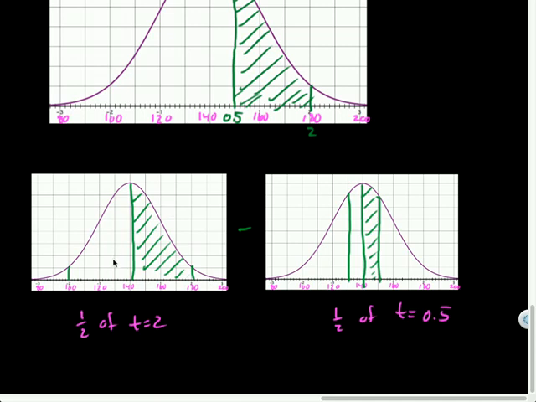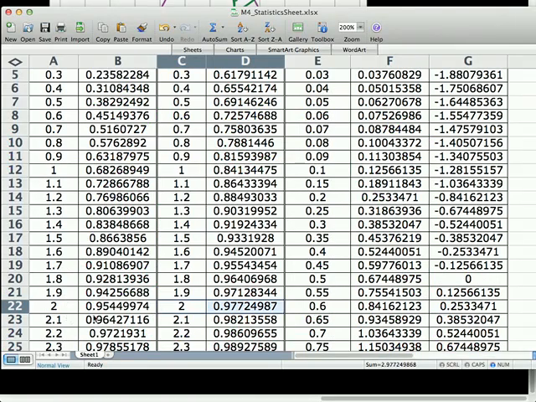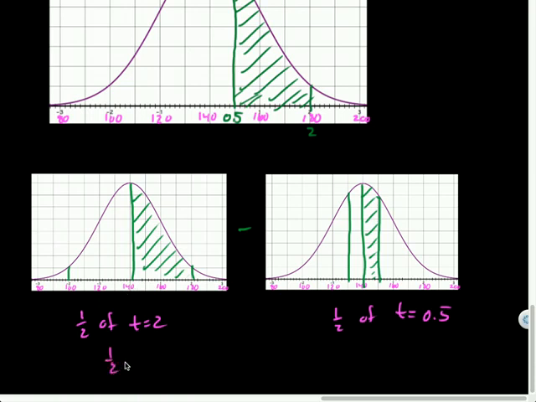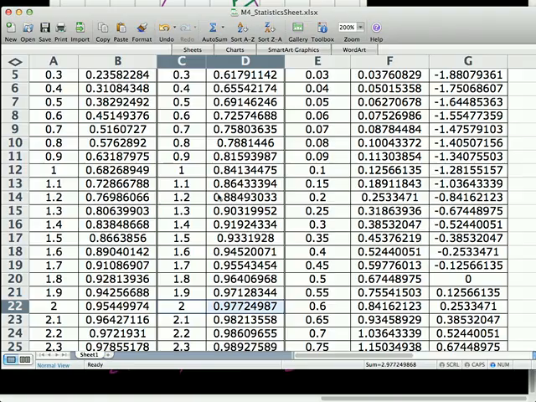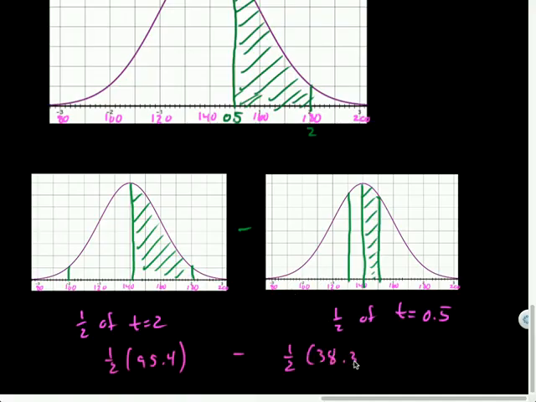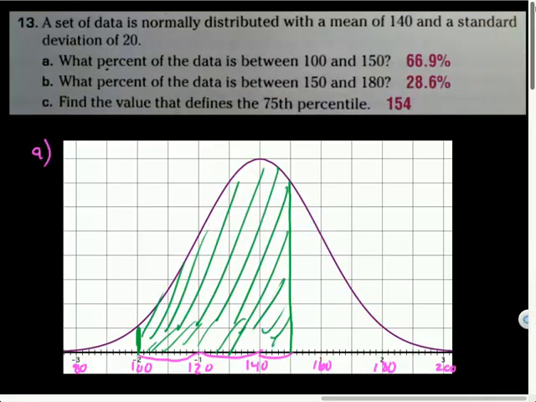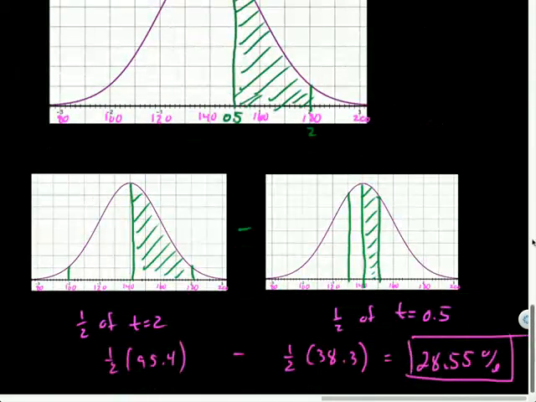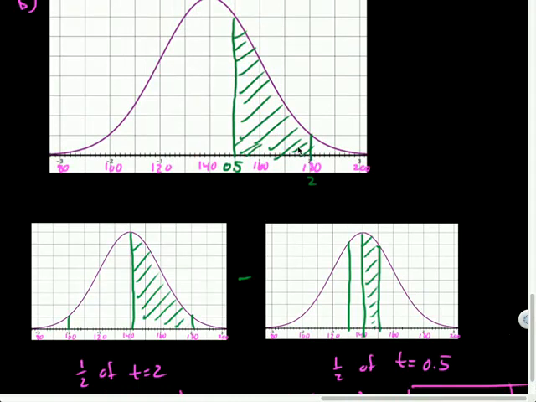So let's just do this real quick. I'm almost out of room here. So t equals 2. Half of that is going to be 0.954. We calculated that earlier, I think. 95.4 minus half of t equals 0.5 is 38.3. So 0.5 times 95.4 minus 0.5 times 38.3, and I get 28.55. Right, so I'm able to find, did I get the right value here? Yeah, I did. You also could have done this as a z-value. You could have just done z equals 2 minus z equals 0.5, and that would have also worked. And you wouldn't have had to do any halving.